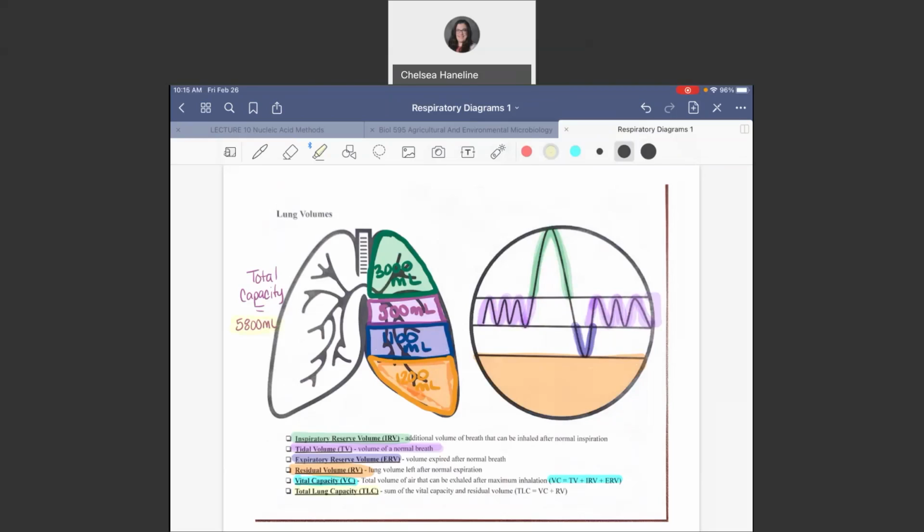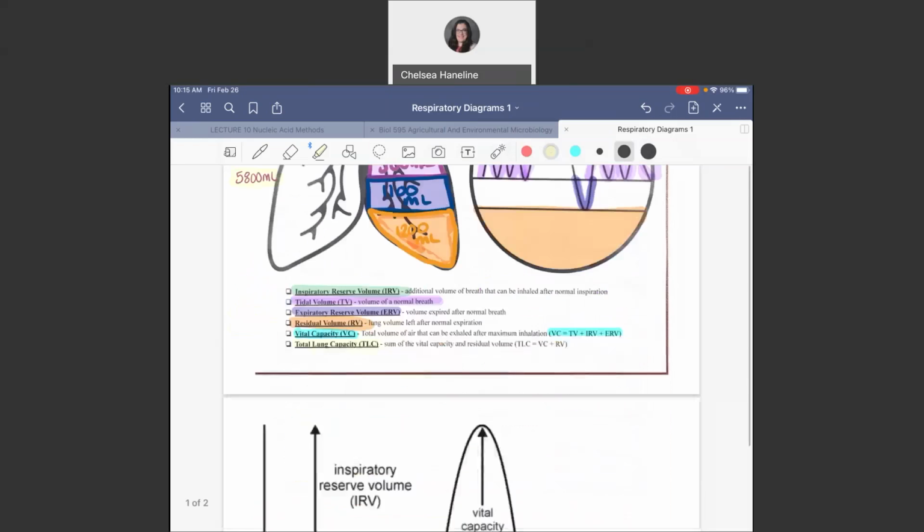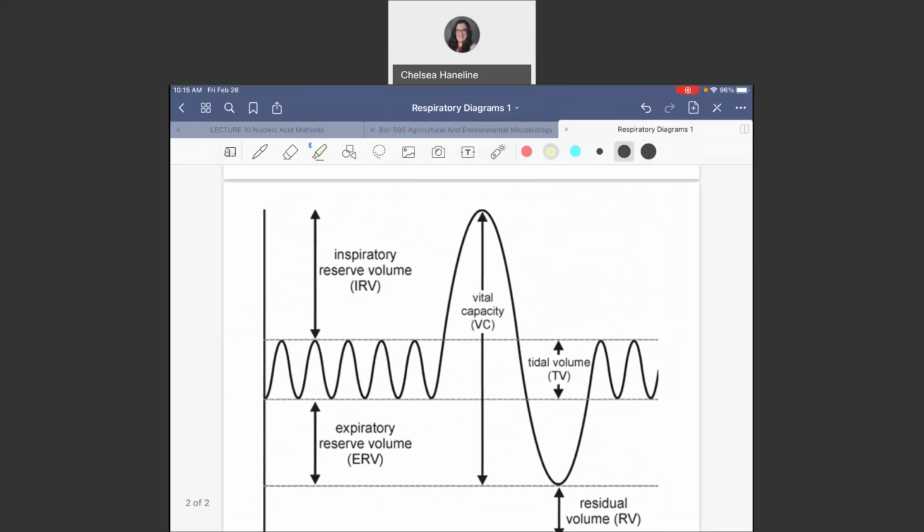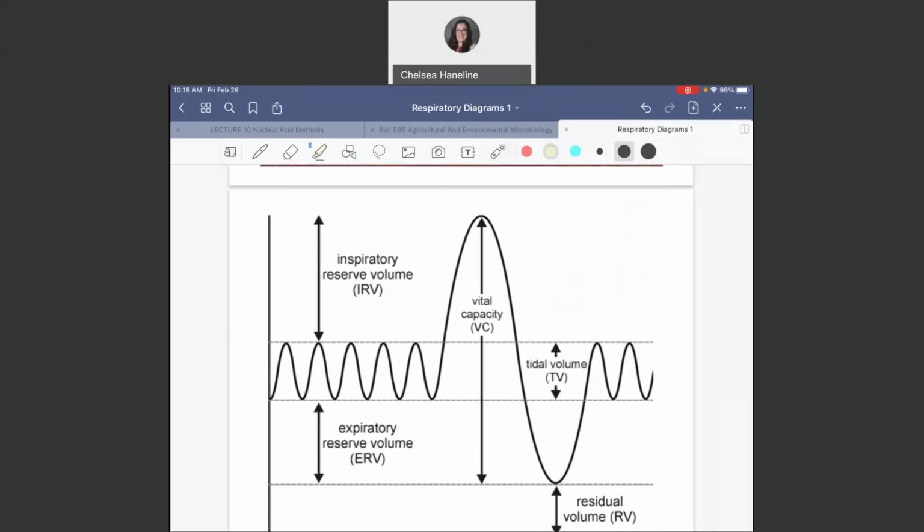Okay, so let's look at a different example of how this is shown. This might help you as well to kind of categorize these in your head. Like we said, we have our tidal volume. You're breathing in and out.